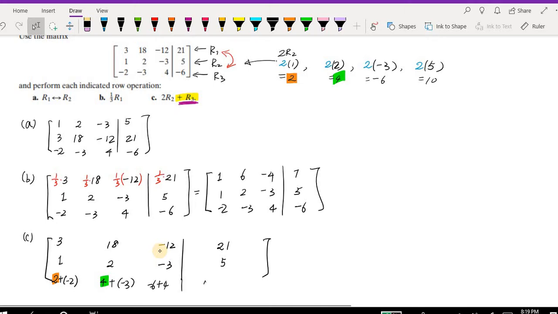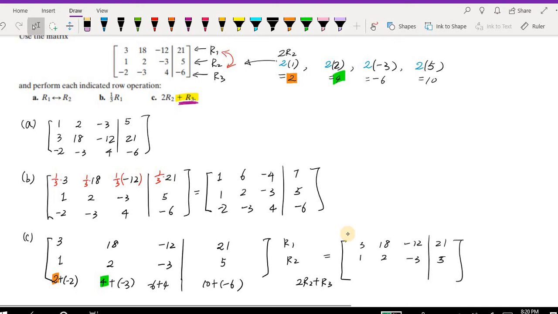Then here we're going to have a 10, we're going to add -6. Again, you got to remember this process we did is 2 times R2 plus R3. We didn't change R1 or R2. Okay, so from here we're going to simplify this now, so we can rewrite this as 3, 18, -12, and then 21. Then here we didn't change either. The only row change is row 3, that will be 0, 1, and then -2 and 4. So that is your final answer for part C.